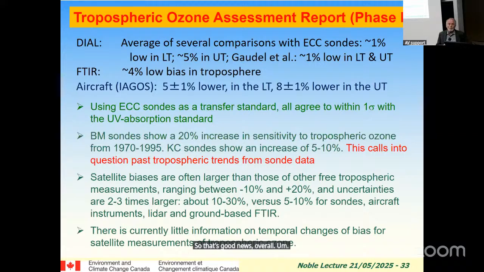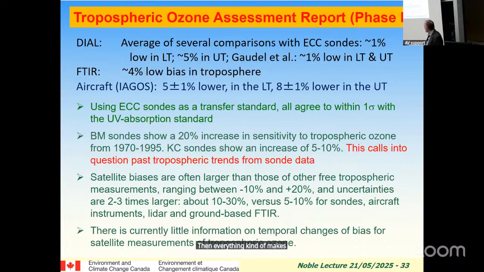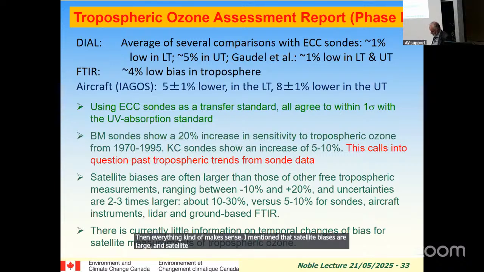The same program, the same assessment that happened a few years ago, compared the other methods. And we came out with the happy conclusion that they all pretty much agree within their uncertainties. It looks like the ozone sondes are a bit high in the troposphere, but if you allow that, then everything kind of makes sense. I mentioned that satellite biases are large and satellite uncertainties are quite large, so there's an area for improvement.